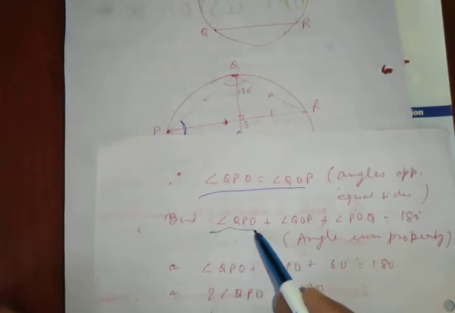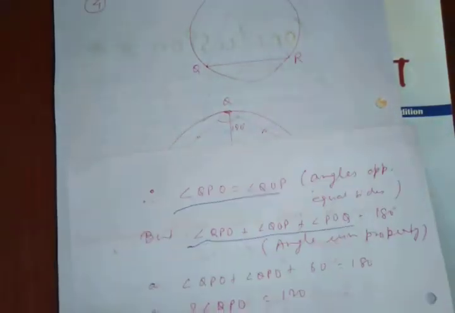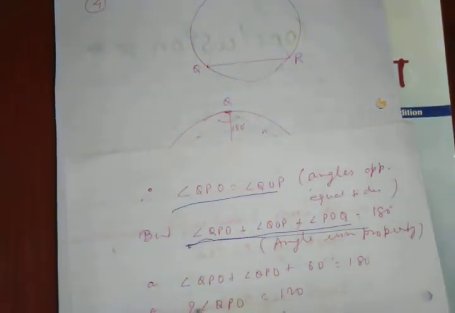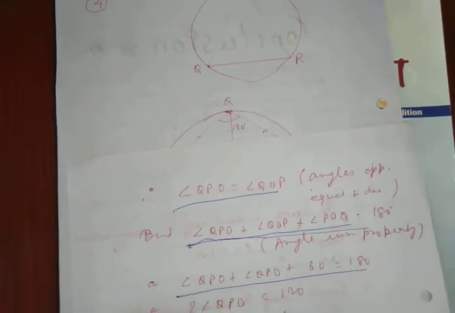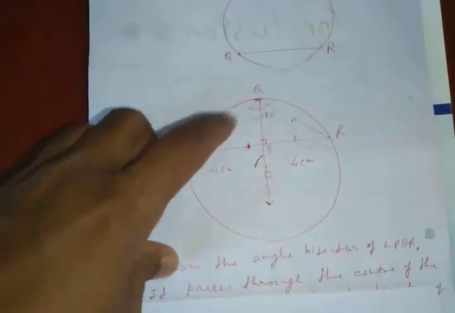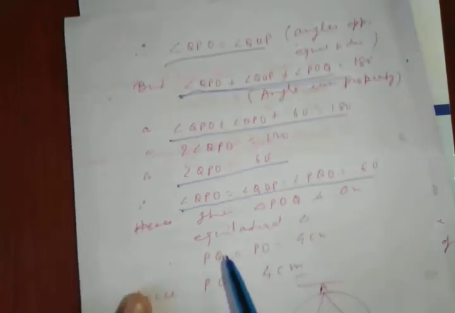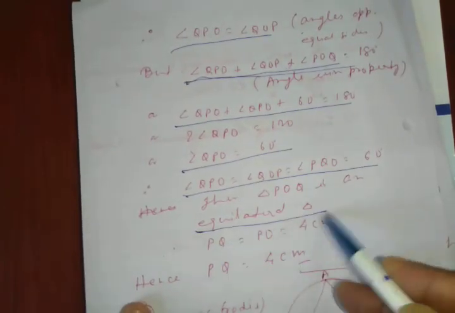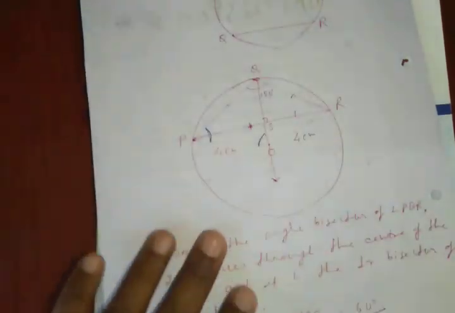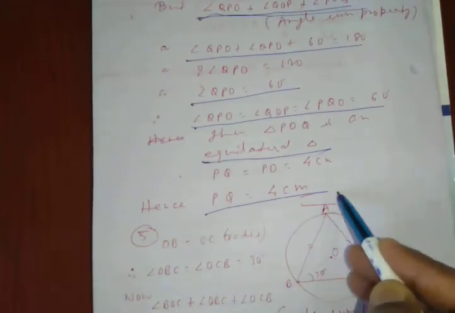Now by the angle sum property of the triangle we will find angles QPO and QOP. The sum of the three angles is 180, so QPO plus 60 plus 60 equals 180. Then we have QPO equal to 60 degrees, and therefore all the angles of triangle QPO are equal to 60. That is, each angle is 60 degrees, and therefore the triangle is an equilateral triangle. It means all the sides of the triangle are equal, and this is 4 centimeters, so this will also be 4 centimeters. In this way we have found the length PQ, that is 4 centimeters.